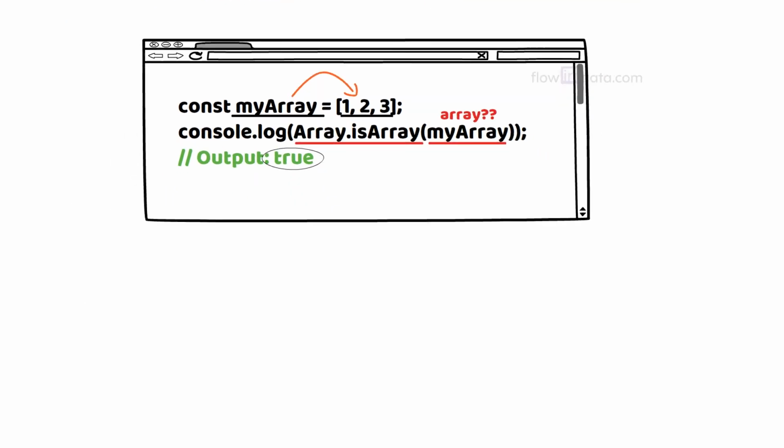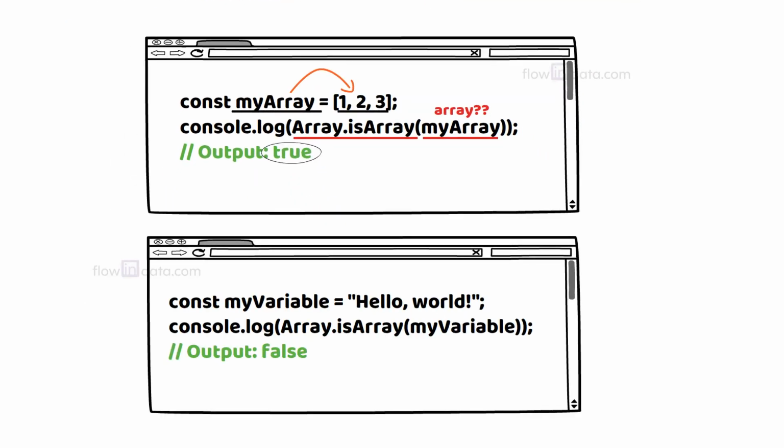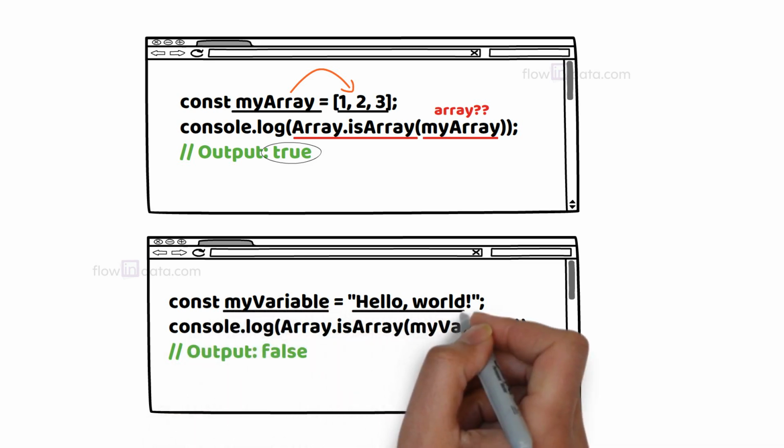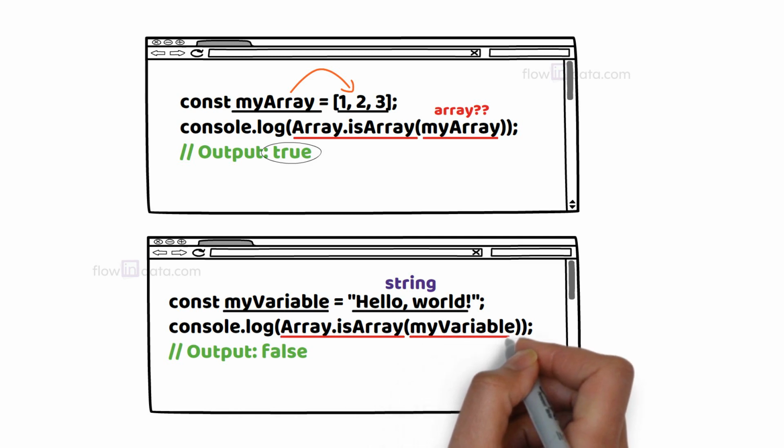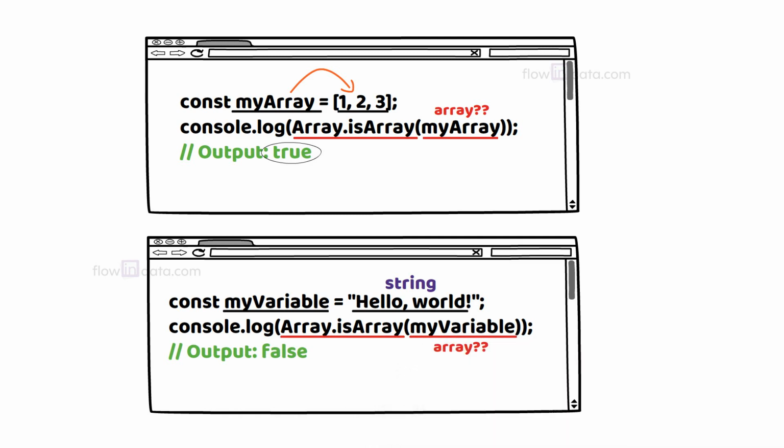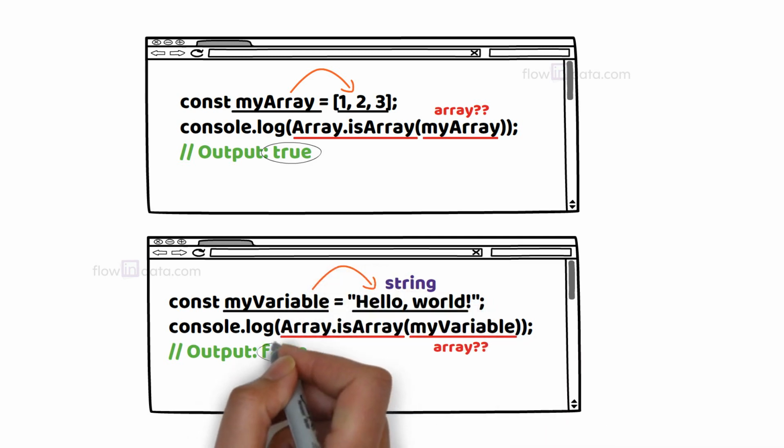Okay, so now let's look at an example where the variable is not an array. So in this example, we have declared a variable called myVariable and assigned a string to it. We then use the Array.isArray function to check if myVariable is an array. Since it is not an array, the function returns false.